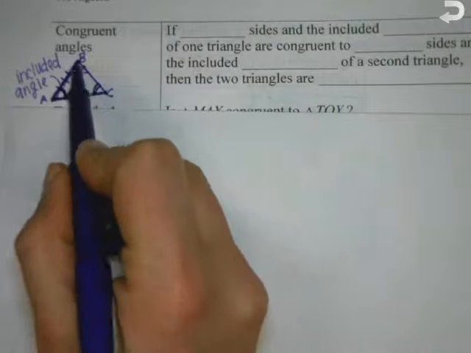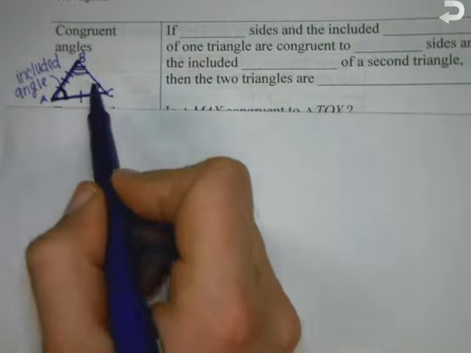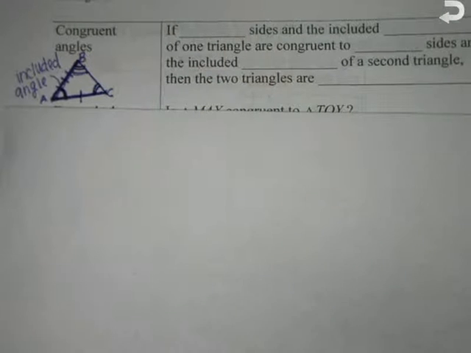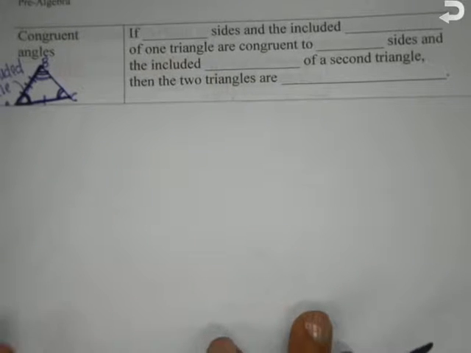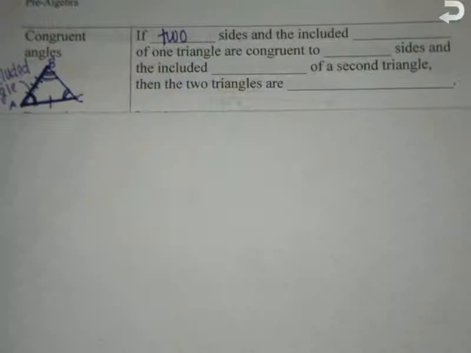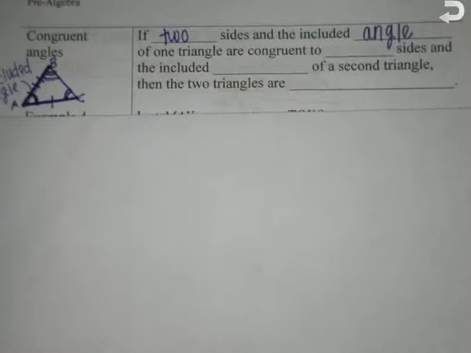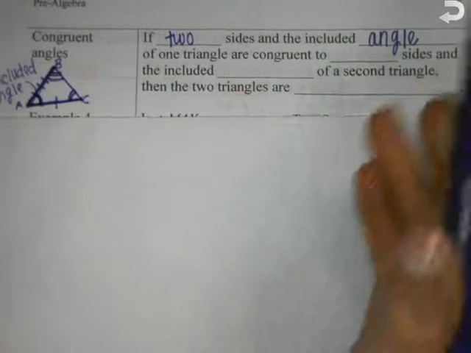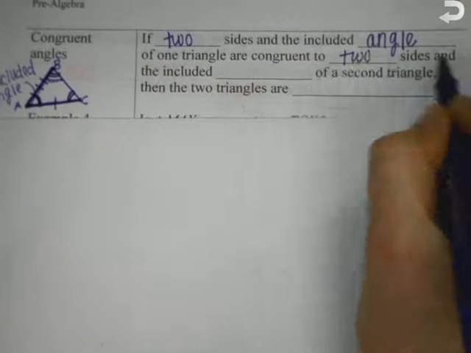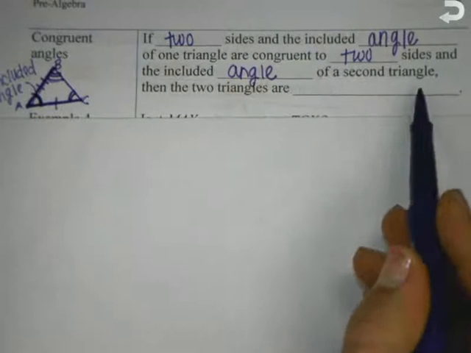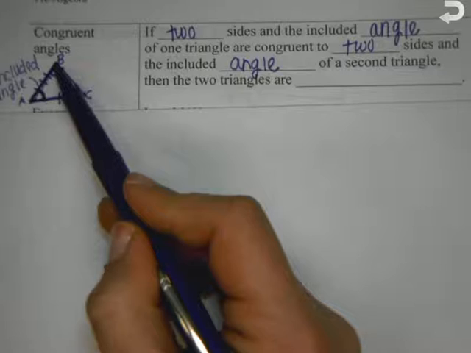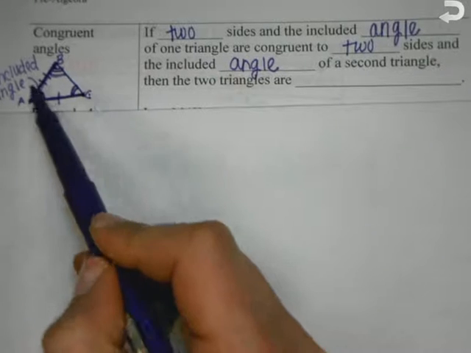So let's do our rule for congruent angles then. If two sides, so now we only care about 2 sides, not all 3, and the included angle of one triangle are congruent to 2 sides and the included angle of a second triangle, so the 2 triangles have these 2 sides in common, congruent, and the angle in between them is also congruent, then the 2 triangles are congruent.